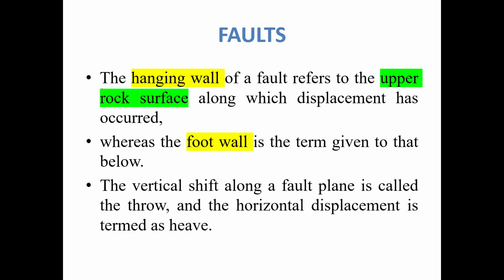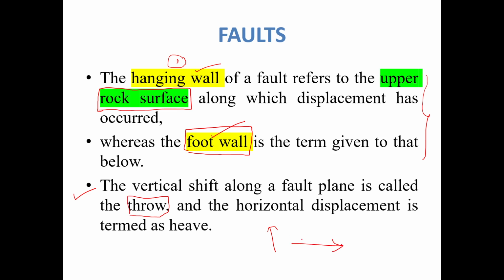Now the next two important concepts from the fault: the first one is the hanging wall. Hanging wall means the upper rock surface along which displacement has occurred, and the other is called the footwall. Again I am going to show you the pictures of hanging wall and footwall. First we will see the definition theoretically, then we will see the pictures. Now the last point on this slide is vertical shift. Vertical shift along the fault plane is called throw, and the horizontal displacement is termed heave. It may be asked in your multiple choice question.